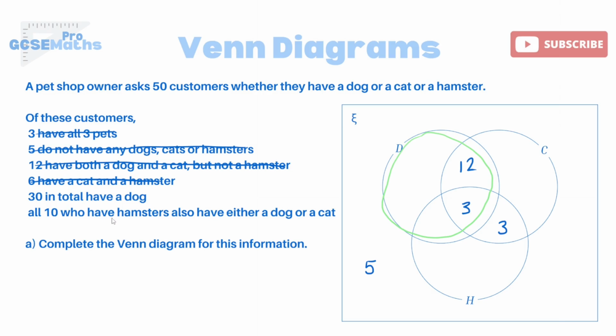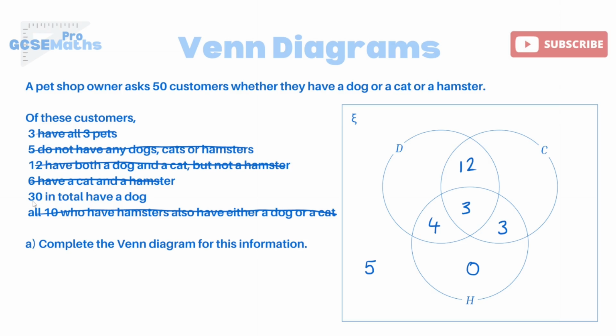So it says all 10 who have hamsters, so out of the hamster bubble, all 10 of them also have either a dog or a cat. Now what that tells me is that no one has just a hamster on its own. They all have at least another pet as well. So that then tells me that the 10 represents these 3 parts here. So do you see how I can use that information to work out the missing part here, which we would put as 4, because obviously 4 plus 3 plus 3 makes 10.